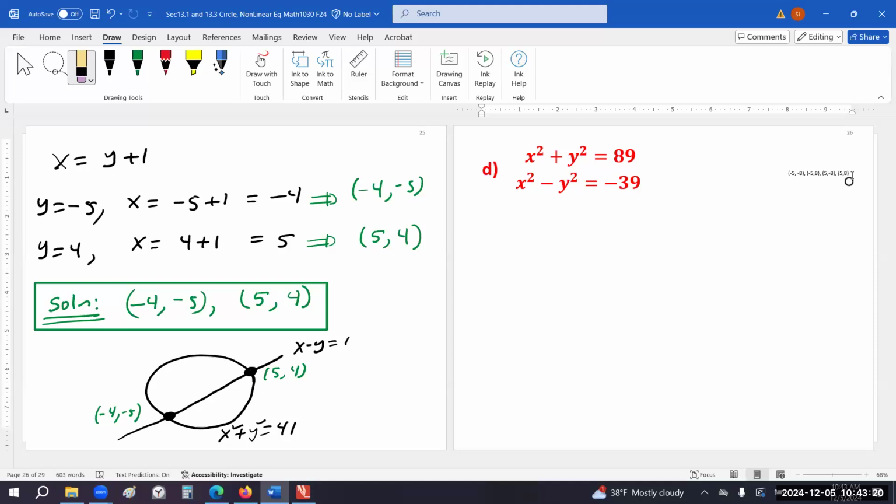I feel like something is wrong with this equation. How can the radius be negative 39? It doesn't make sense. I believe the 39 has to be plus, otherwise it doesn't make sense. How can the radius be negative? Try to square it, it doesn't work. Yeah, it cannot be negative.